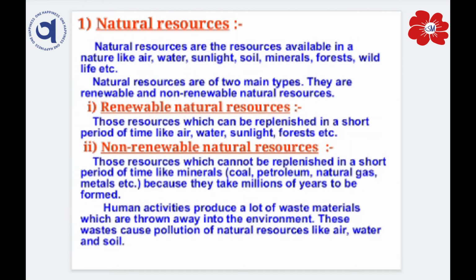What is the meaning of renewable natural resource? Renewable natural resources are those resources which can be replaced in a short period of time, like air, water, sunlight, forest, etc. Then, non-renewable natural resources: what is the meaning of non-renewable? Non-renewable means those resources which cannot be replaced in a short period of time, like minerals, coal, petroleum, natural gas, and metals. All these are examples of non-renewable resources.